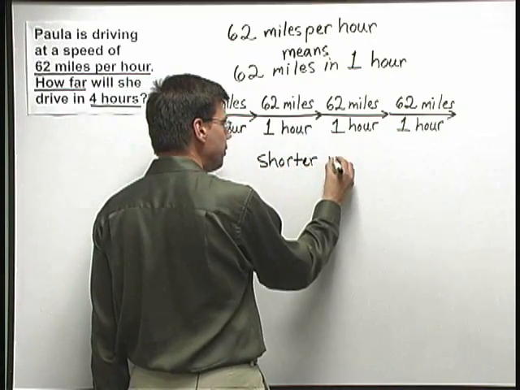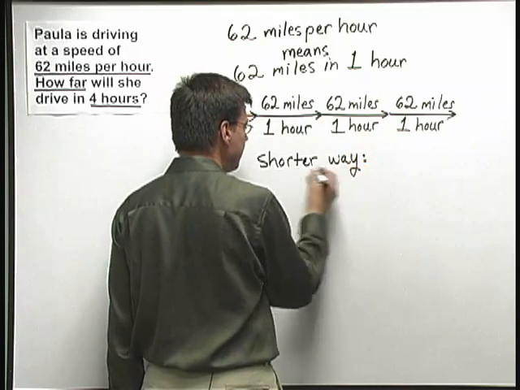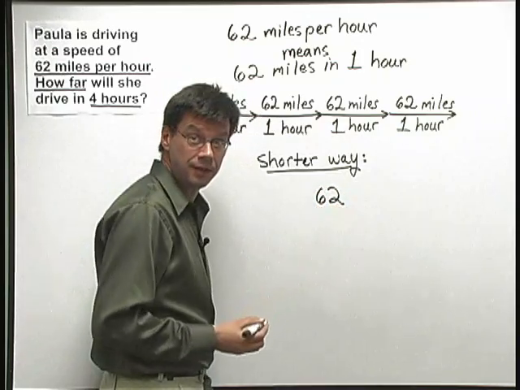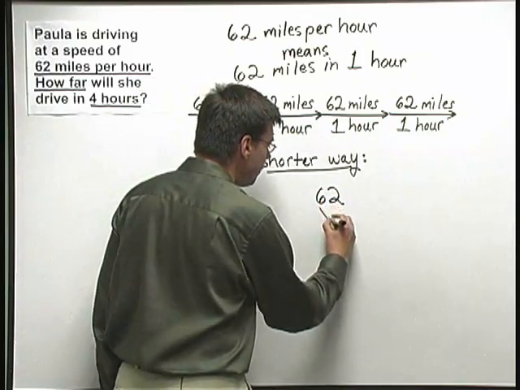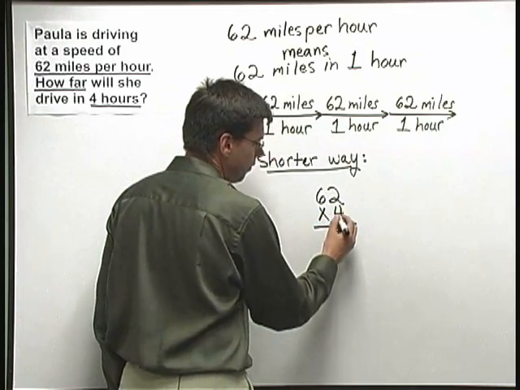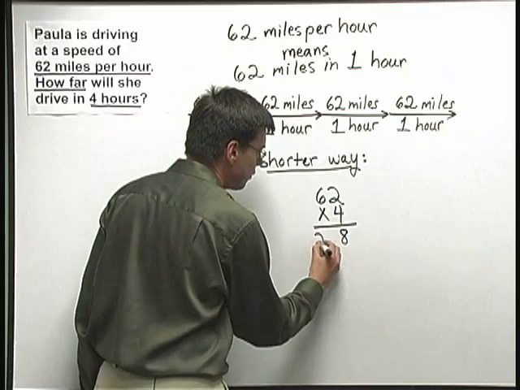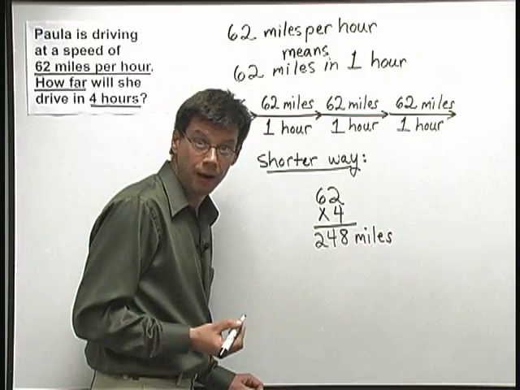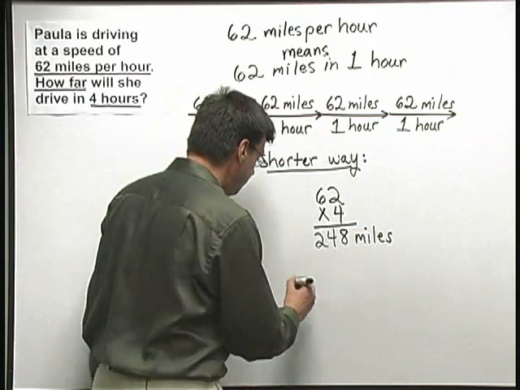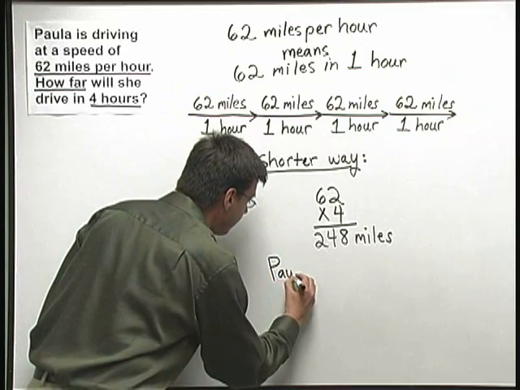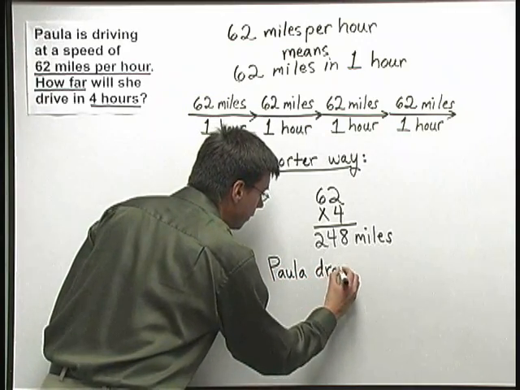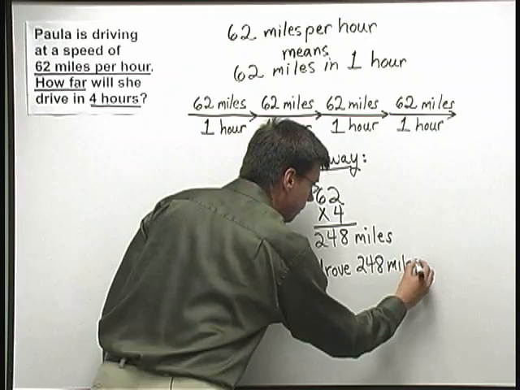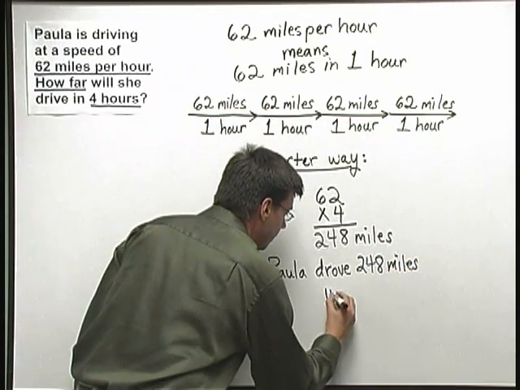So let's go ahead and figure this out our shorter way. What we're going to do is take 62 miles, the distance that Paula travels in 1 hour, and multiply by 4. 4 times 2 is 8, 4 times 6 is 24, and we get the total of 248 miles that she drove in 4 hours. So we know that Paula drove 248 miles in 4 hours.